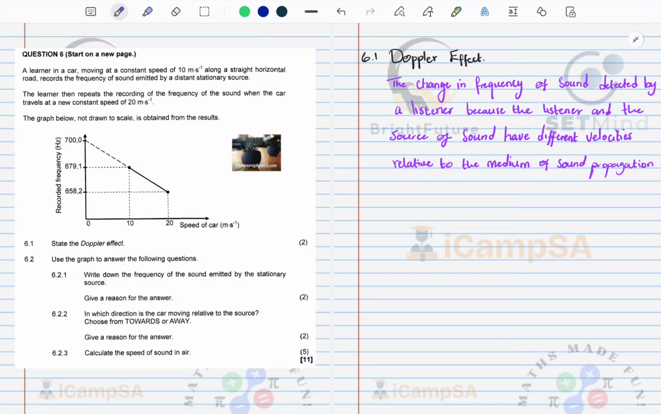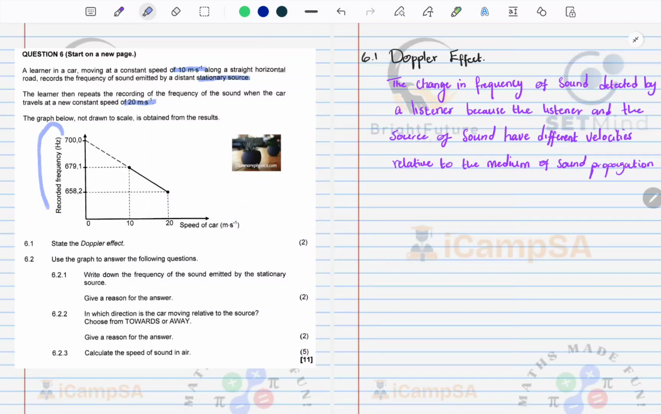Okay, let's get on. So here, the question says a learner in a car moving at a constant speed of 10 meters per second along a straight horizontal road records a frequency of sound emitted by a distant stationary source, right? So we're just going to keep note of the important things as we go. Then the learner repeats the recording of frequency of sound when the car travels at a new constant speed of 20 meters per second. Then they say the graph below, not drawn to scale, is obtained from the results.